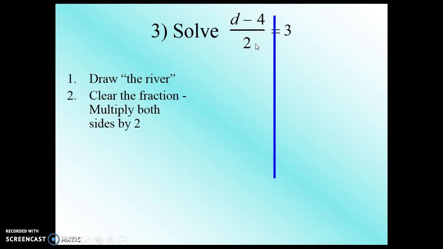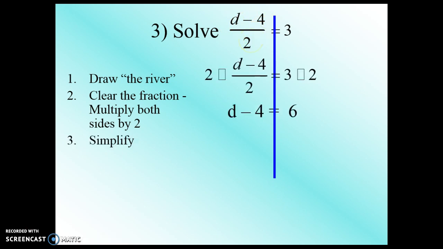So, what's the first thing we need to do? We need to clear that fraction. We need to get rid of it. We don't like working with fractions, so let's get rid of it. Remember, to undo a fraction, we have to multiply. What do we multiply? This 2, because this 2 is in our way to get d minus 4 by itself. So, we multiply 2 on both sides.